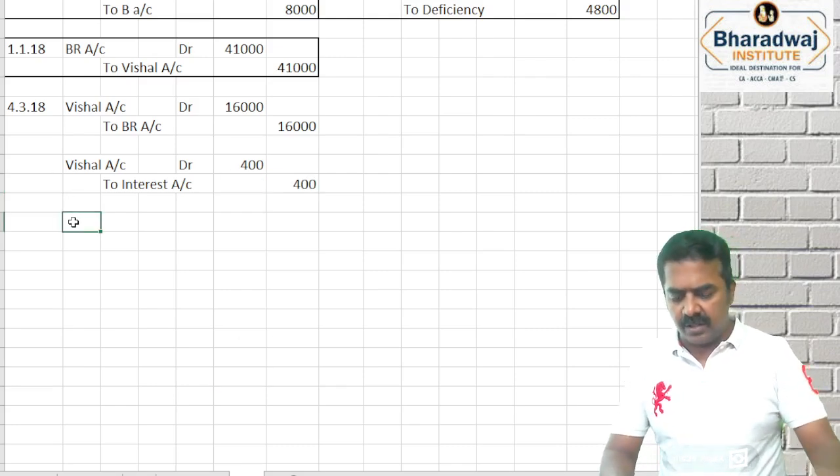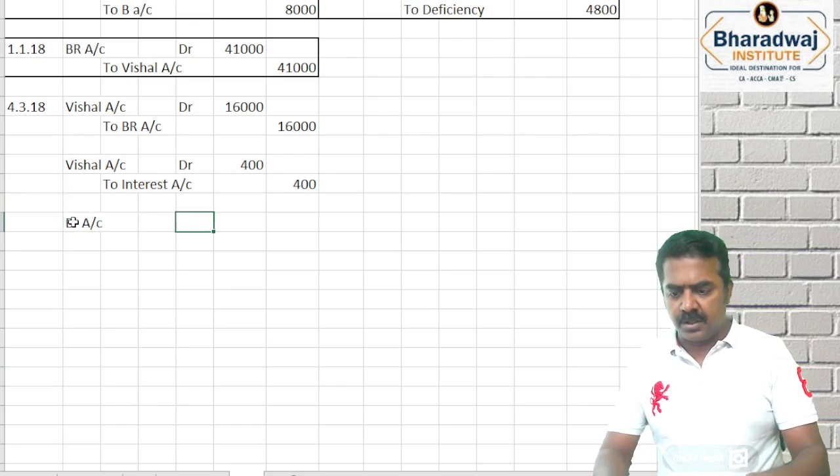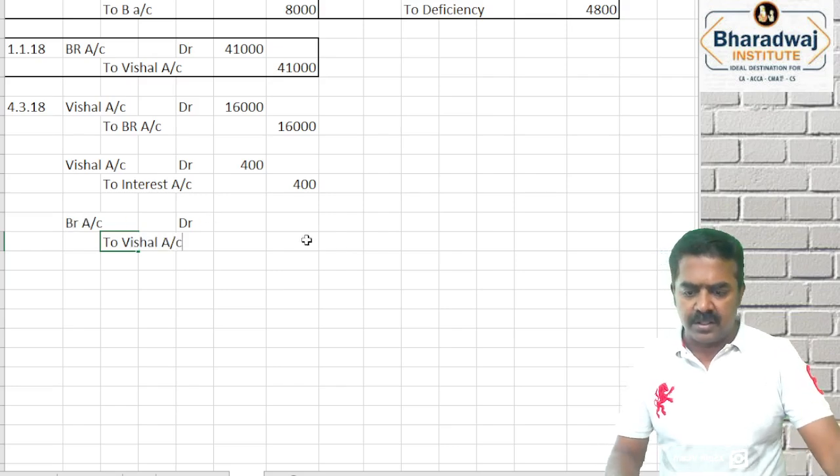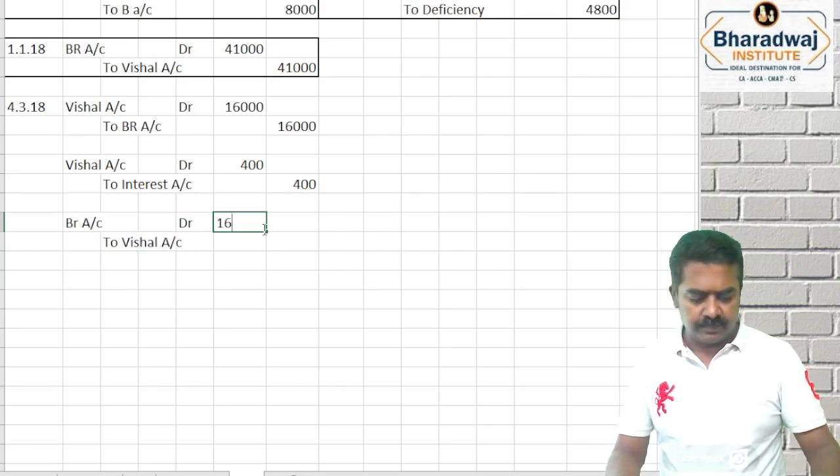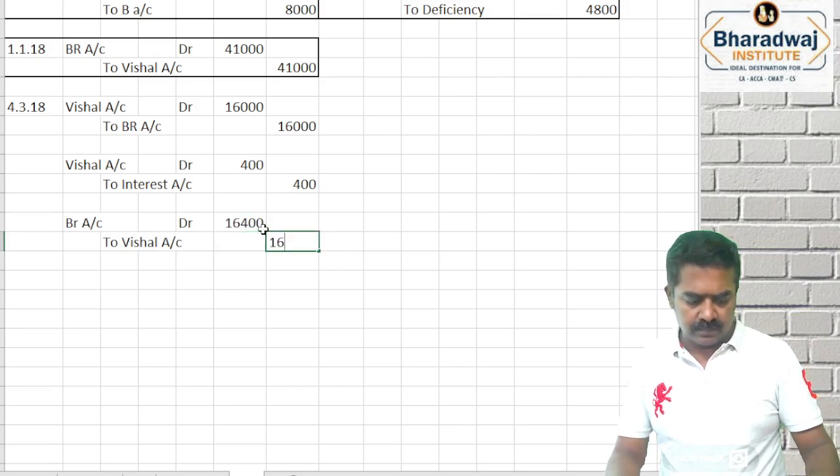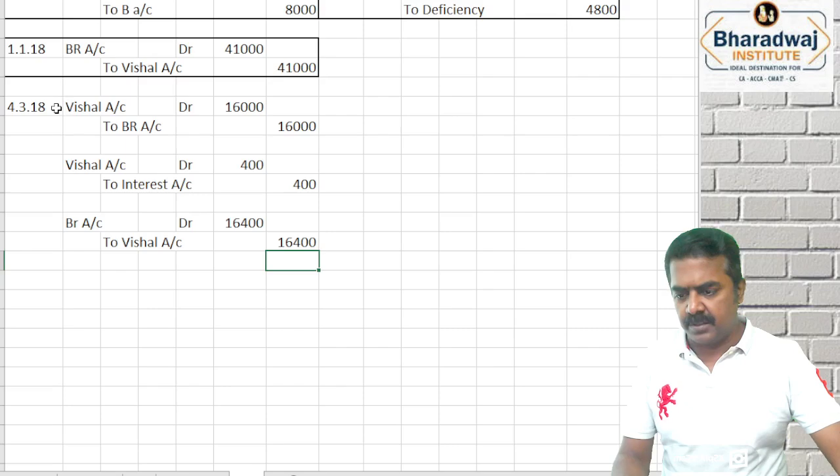Then no money is received, nothing is received, draw the new bill. What is the entry for drawing the new bill? Bills receivable account debit to which account? Vishal account for 16,400. This is for the first bill.